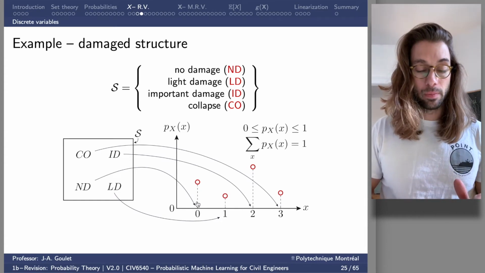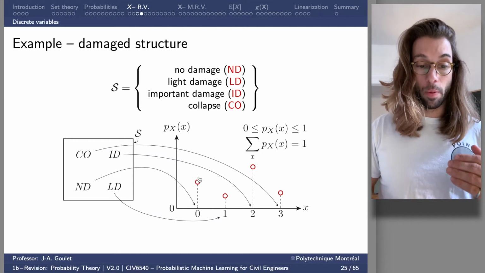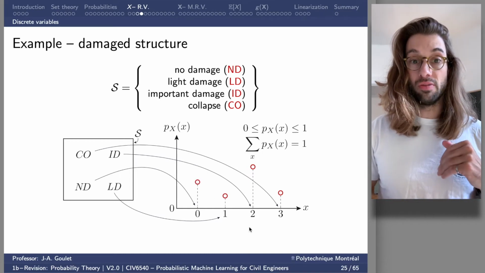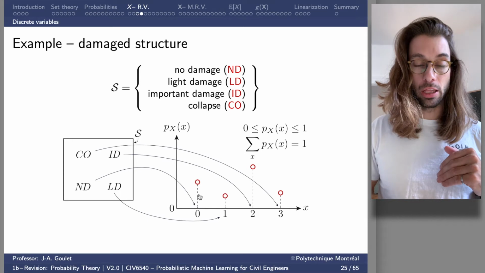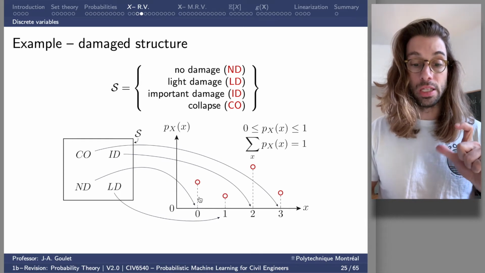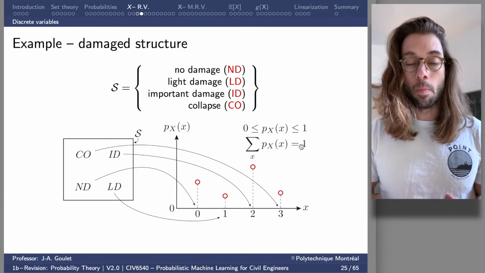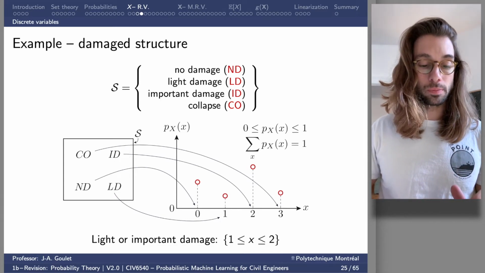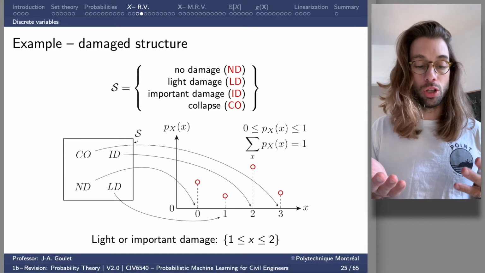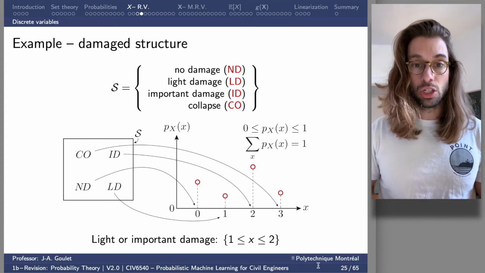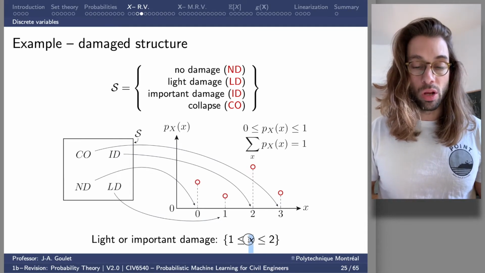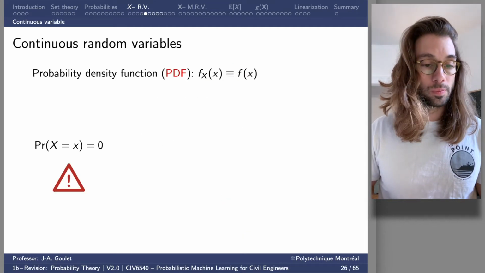And the height of the stem here represents the probability of each event, where these heights are always between 0 and 1. And if I sum the height of each stem, it must be equal to 1, okay? And here, if I want to define events such as the random variable x taking value between 1 and 2, it's going to be the probability of event 1 and probability of event 2.